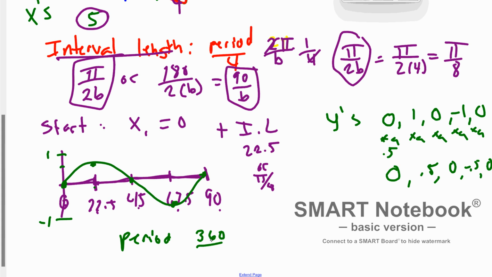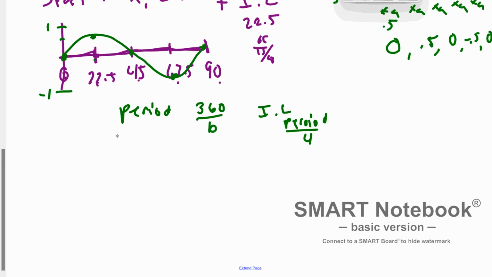So how you have to do this is you find your period, which is 360 divided by your b, and then you take that period and find your interval length. Your interval length is the period you just found divided by 4. Then you find your x's. You normally start at 0, and then you add your interval length, and keep doing that until you get your 5 x's. Your first x is going to be 0, and then you add your interval length until you have 5 x's. And you can mark them down just like that.